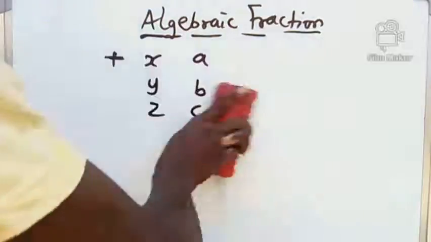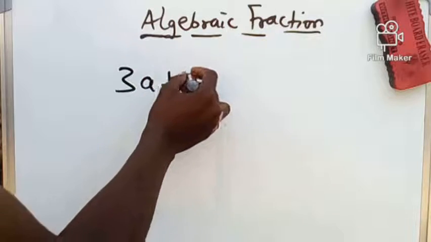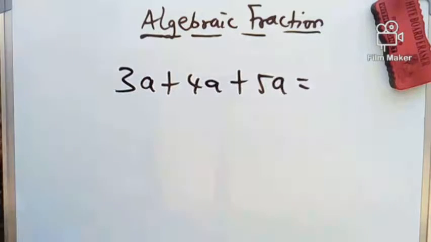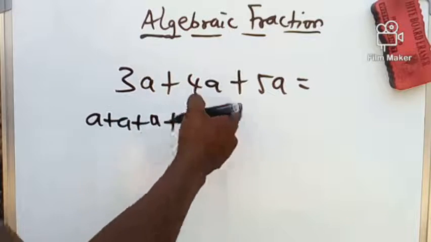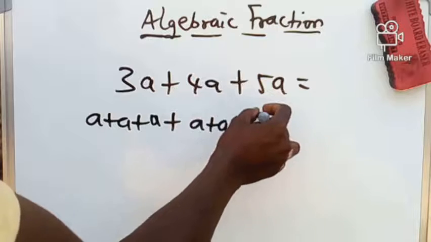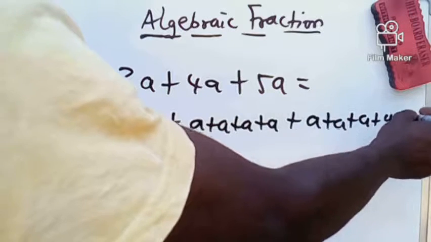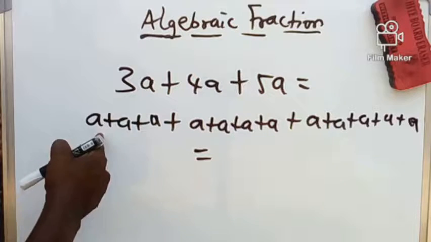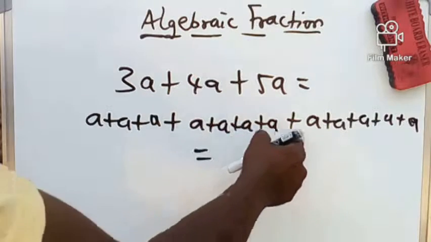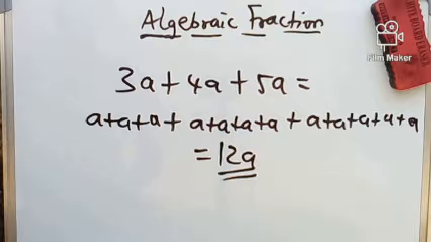So, how do we add these variables? Let's say we have 3a plus 4a plus 5a. What is the answer? Notice that 3a means a added 3 times, 4a means a added 4 times, and 5a means a added 5 times. So how many a's do we have in total? We simply count 1, 2, 3, 4, 5, 6, 7, 8, 9, 10, 11, 12. We have a total of 12a, and that is how to add similar variables together.